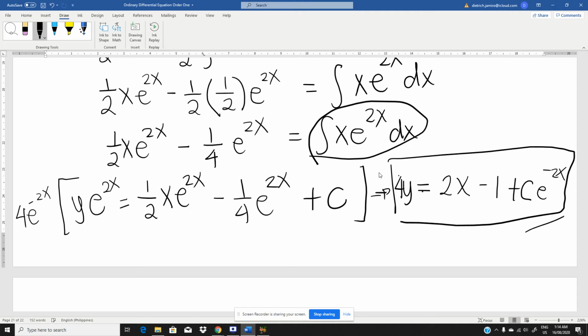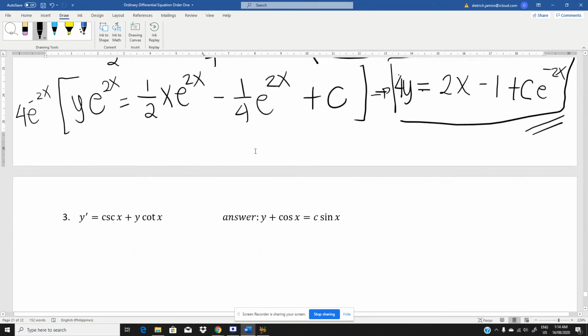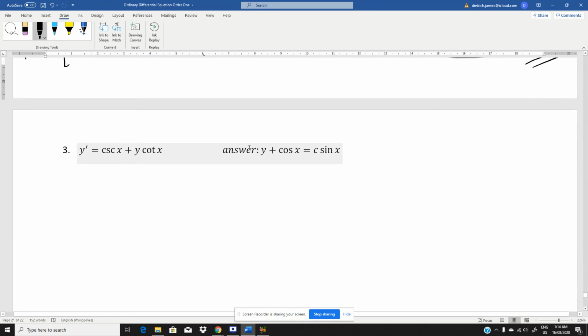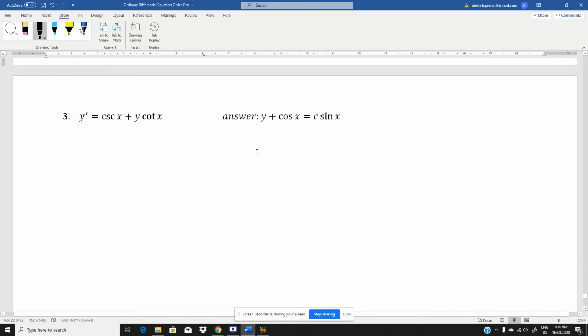So that's the answer. Now moving forward into our third problem. We are given that y prime is equal to cosecant x plus y cotangent x. So by inspection, you can see that this term will become our y multiplied by p of x dx. So now let's try answering.